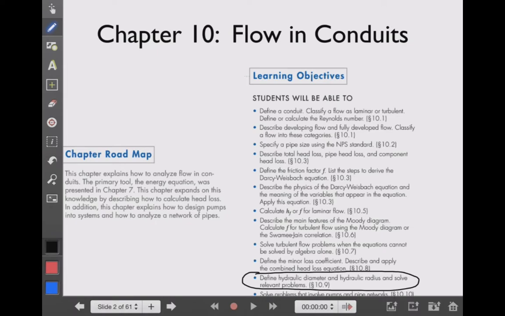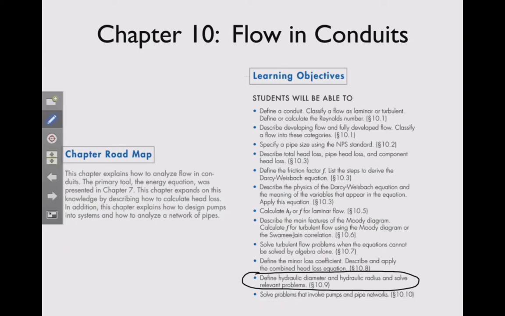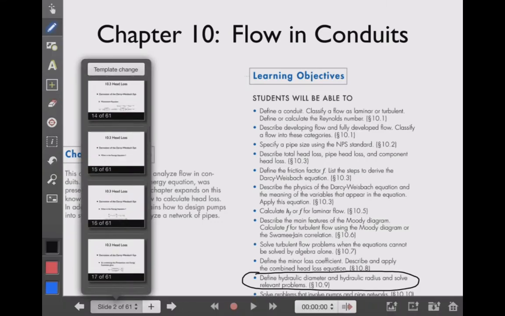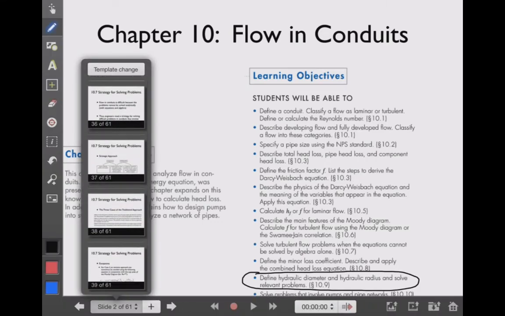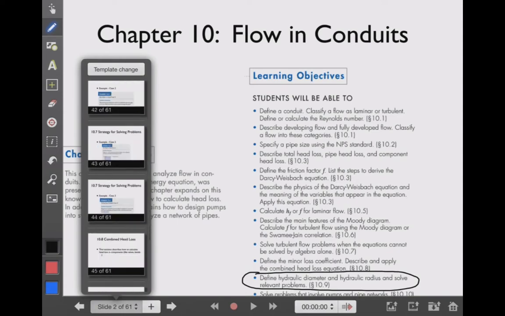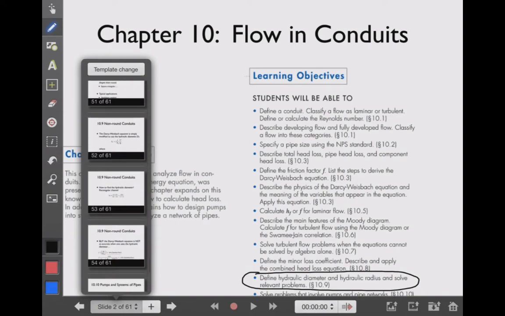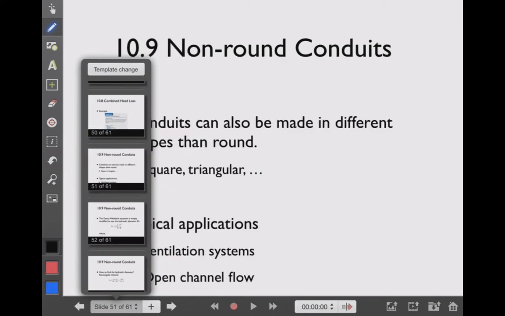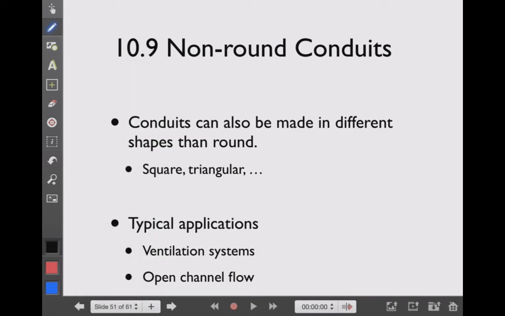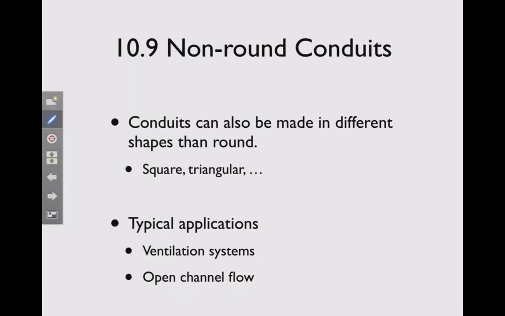It's quite easy. So let's scroll way down to the end of the chapter here now and get to section 10.9 and jump right in. This is a pretty simple section. It's going to be pretty quick. Conduits can be made in different shapes and they can be square or rectangular. So we need a method for dealing with the appropriate equations for this.